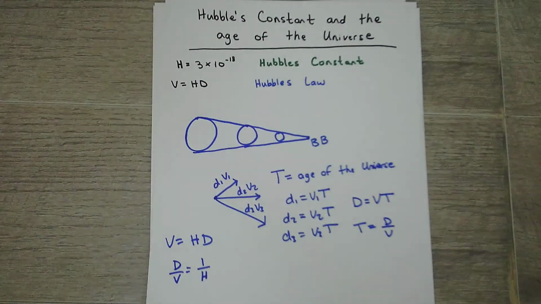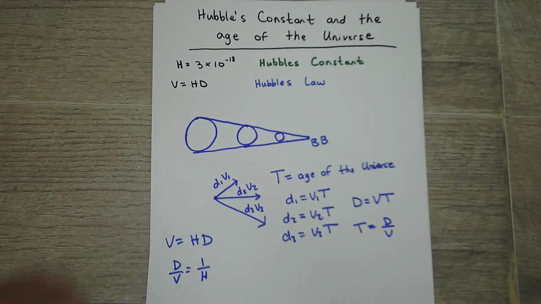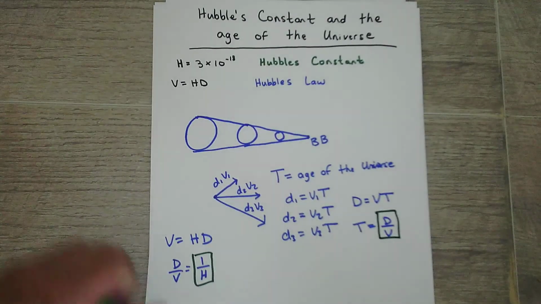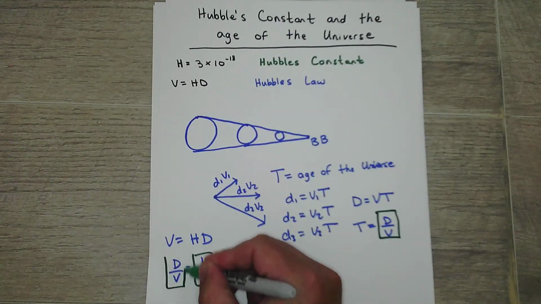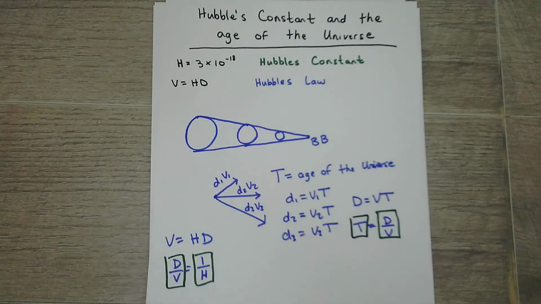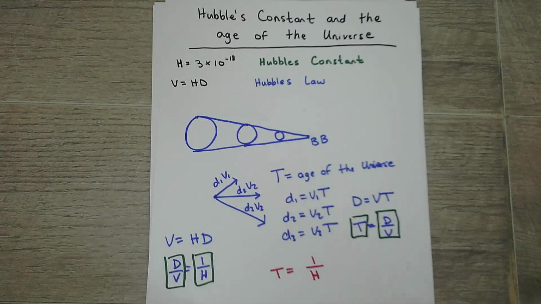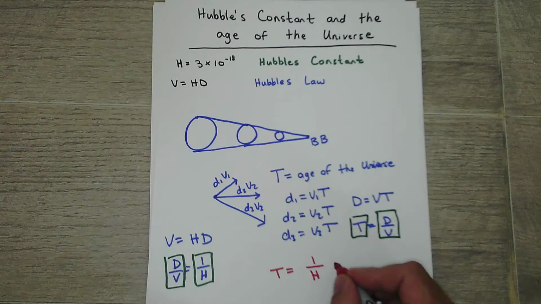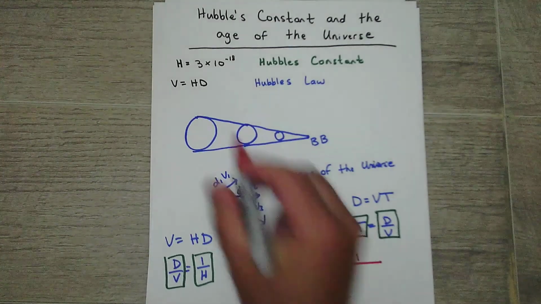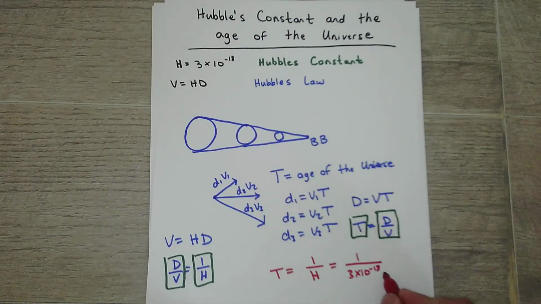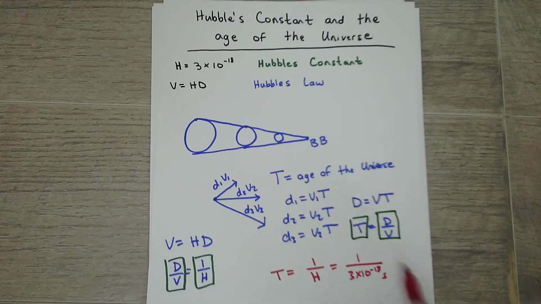So now we have two relations that are equal. We have d over v is equal to 1 over H, and we have the age of the universe is equal to d over v. So what that says is that the age of the universe is 1 over Hubble's constant, where Hubble's constant is 3 times 10 to the negative 18. So this is the age of the universe in seconds.